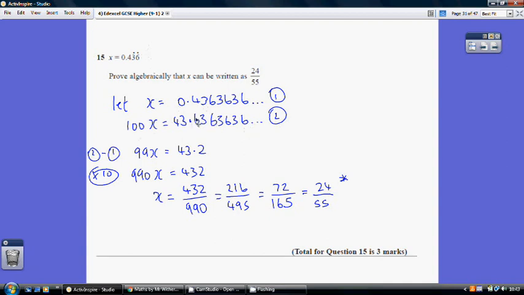43.6363636 and so on. And you'll see that once we've gone past the first decimal place, our decimals now line up. So if we call this equation 1, this equation 2, and we subtract 1 from 2, we get 99x equaling 43.2. Now I want to avoid having a decimal amongst a fraction. So at this point I'm choosing to multiply through by 10. Then I am dividing through by 990, giving me x equaling 432 over 990. And then I just have to simplify the fraction down until I get to my 24 over 55.